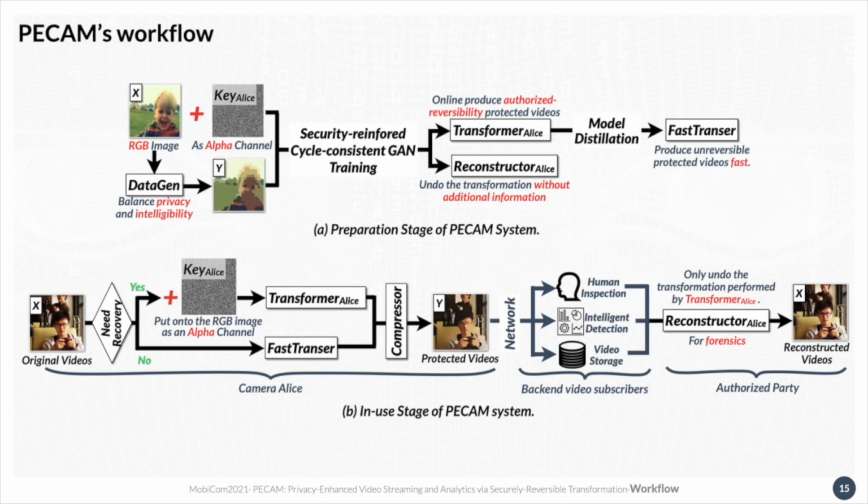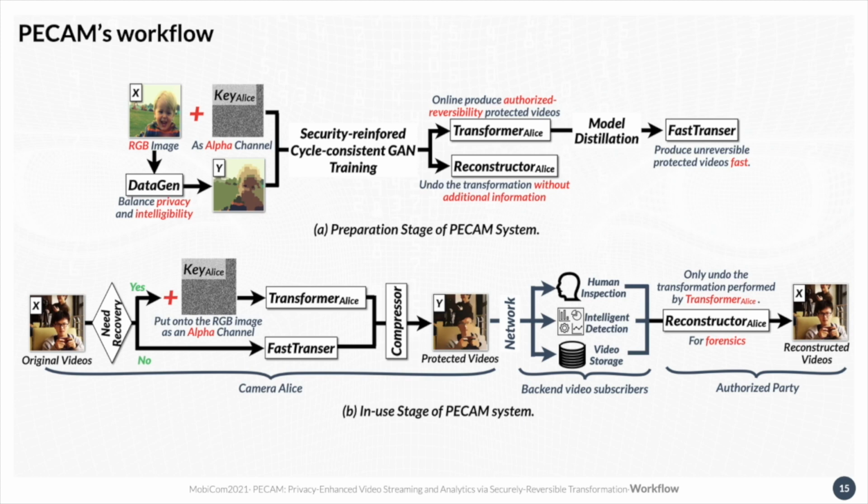This is the workflow of the PECAM system. The workflow of the PECAM system can be divided into two phases, namely, the preparation stage and the in-use stage. In the preparation stage, we train a pair of reconstructors and transformers through the specific style we set and the security-reinforced cycle-consistent generative networks. We then use model distillation to obtain a lightweight video protector, FastTrans.